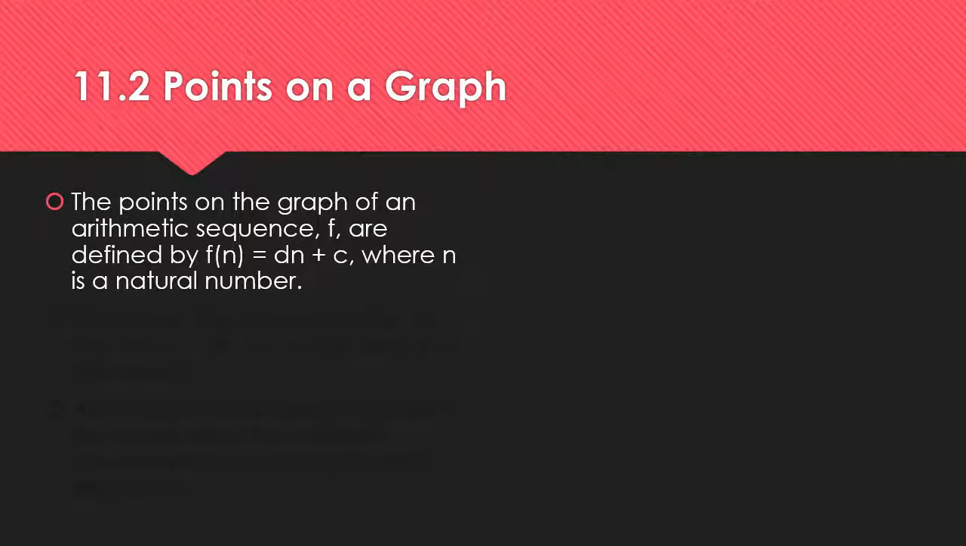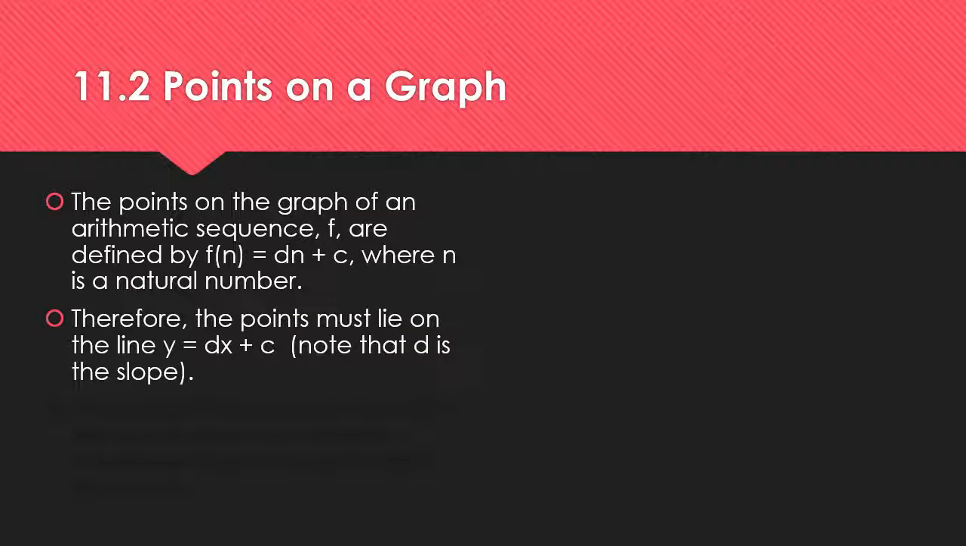The points on the graph of an arithmetic sequence f are defined by f of n equals dn plus c, where n is a natural number. So the points must lie on the line y equals dx plus c. You've got to put in the x and y because our axes are x and y. Notice that this looks a lot like y equals mx plus b, which means that d, the difference, is actually the slope.